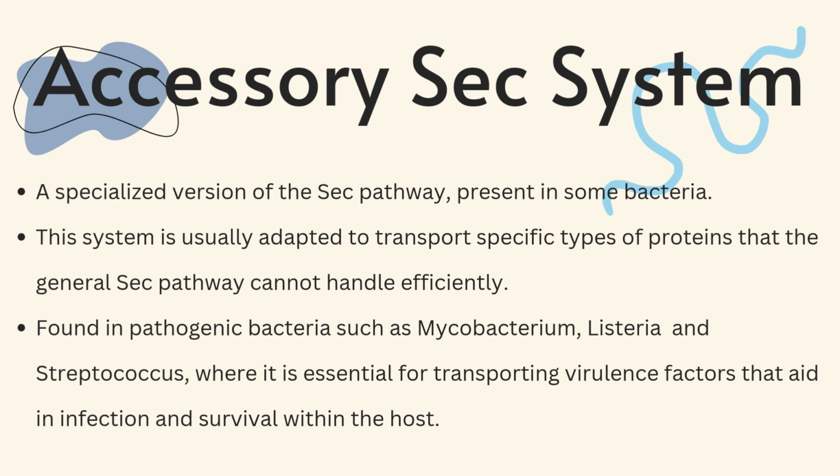Now, the accessory secretory SEC system is a specialized version of the SEC pathway found in some bacteria. This system is adapted to transport specific proteins that the general SEC pathway can't handle efficiently. It's found in pathogenic bacteria like Mycobacterium, Listeria, and Streptococcus, where it plays a key role in transporting virulence factors that help the bacteria infect and survive within the host.